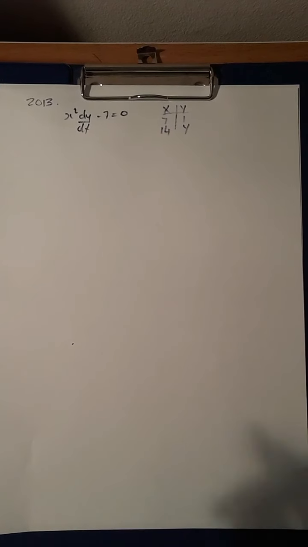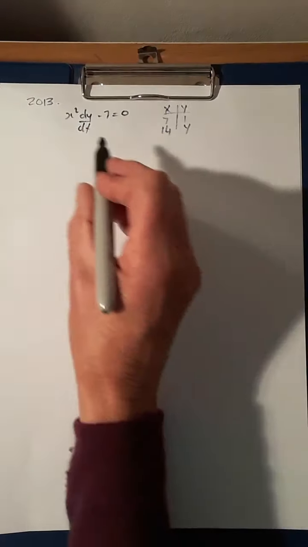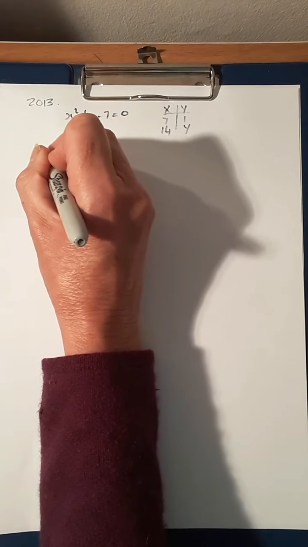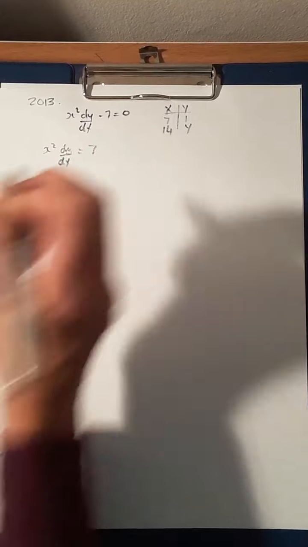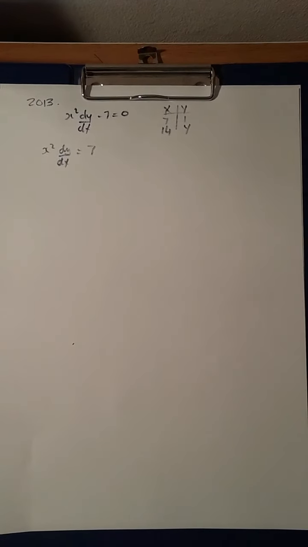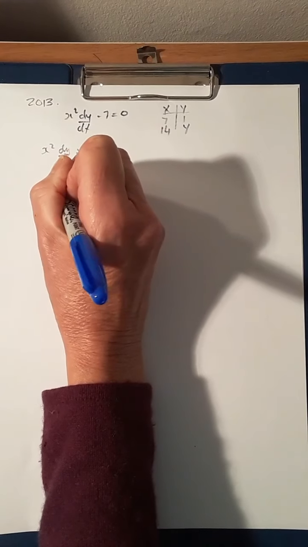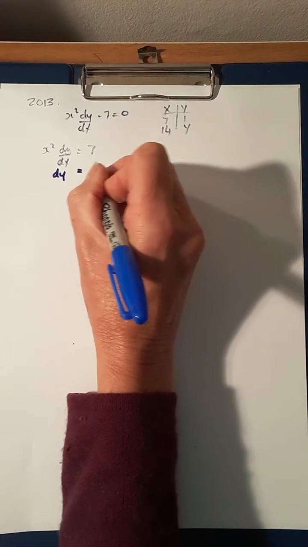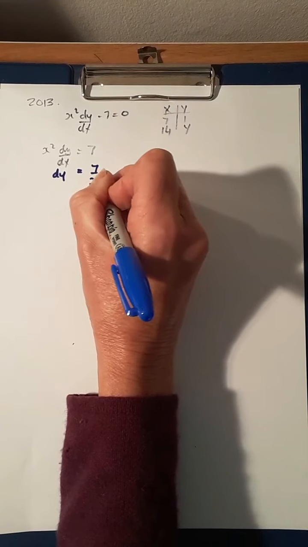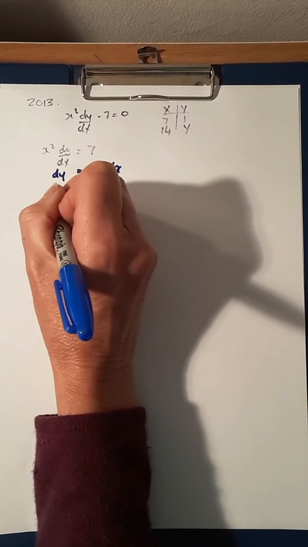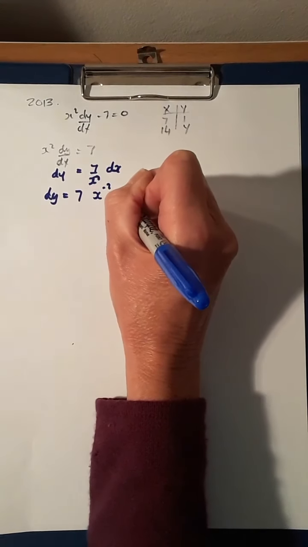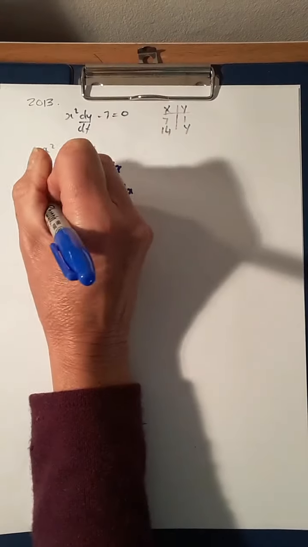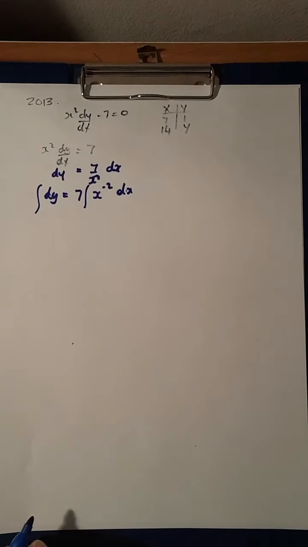Right, so the first thing I'm going to do is sort out this equation. This will become x squared dy dx. I'll take the 7 over to the other side, and that will become equals 7. Okay, separate the variables. So this will become dy is equal to 7 over x squared dx. So this will be dy is equal to 7 by x to the minus 2 dx. And then I'll integrate both sides. 7, of course, is a constant.